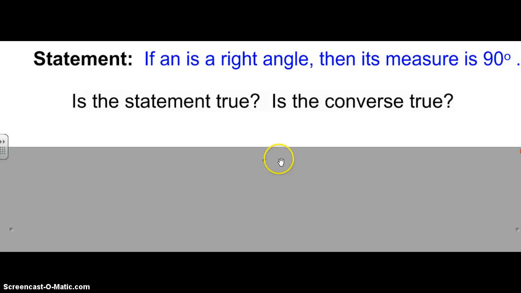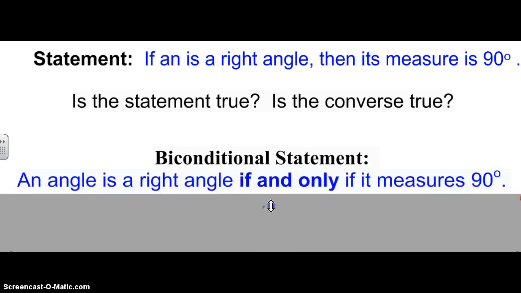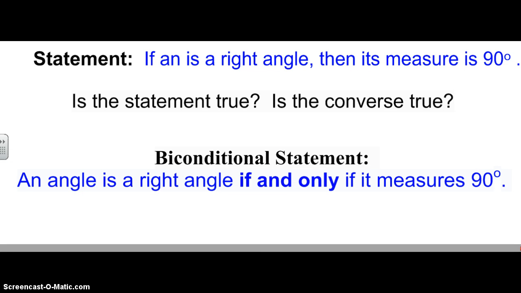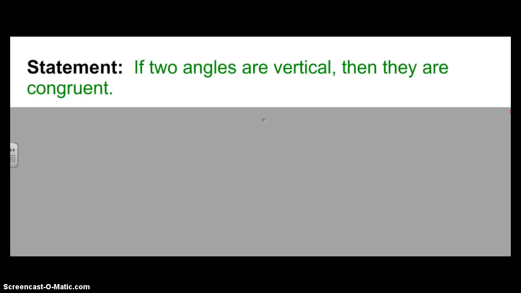So let's see what that looks like. A biconditional has a very special phrase in it, which is if and only if. So if I wanted to write this statement, if an angle is a right angle, then it measures 90 degrees, as a biconditional, we use this phrase right here, if and only if. So, an angle is a right angle if and only if its measure is 90 degrees. Alright, so let's look at another example of writing biconditionals.